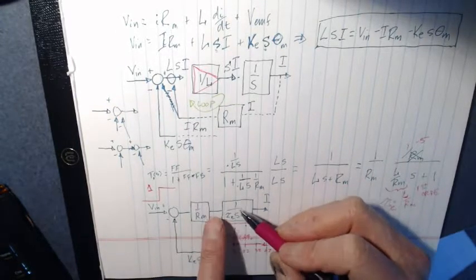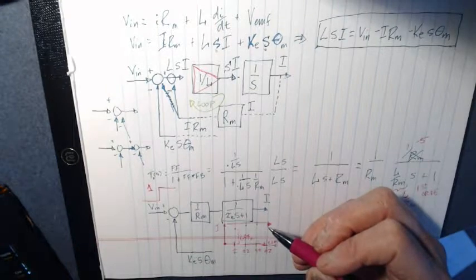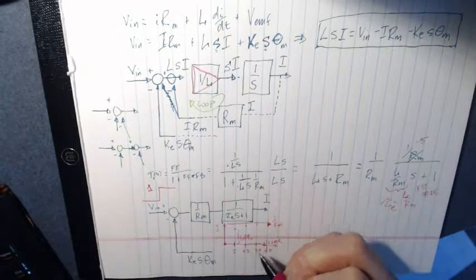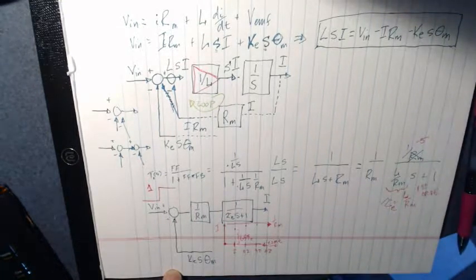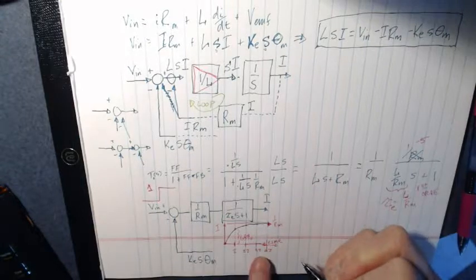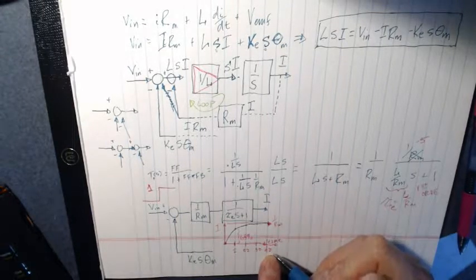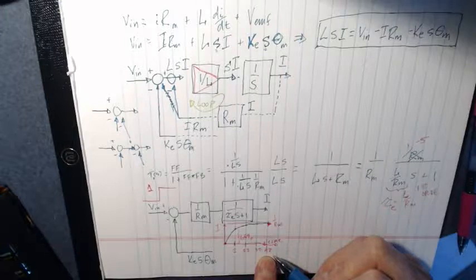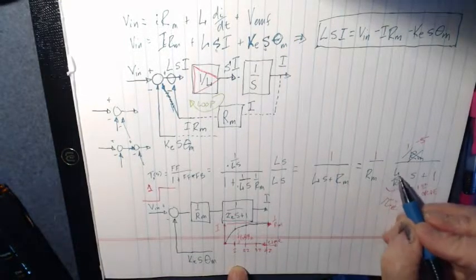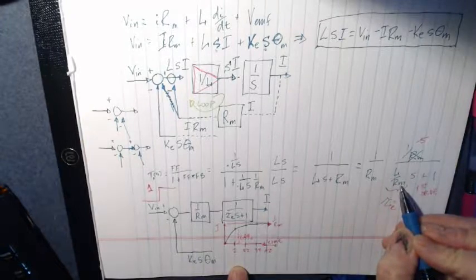In its steady state output, it's 1 over Rm. We'll talk about that in class, 1 over Rm. Now, you notice that I haven't put any actual time values along this axis. All I've put is some taus. And then what is tau? Tau is L over R.